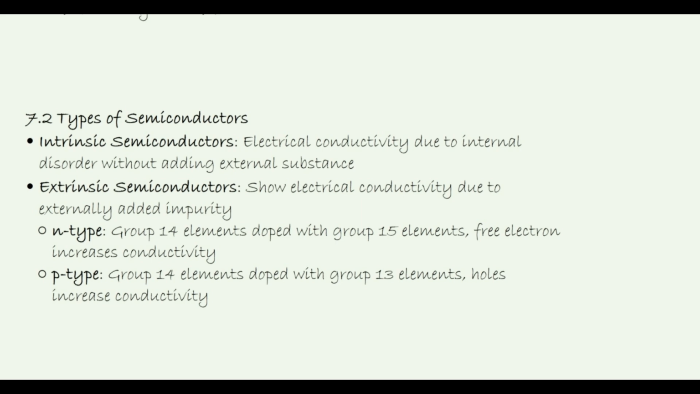Group 14 elements are doped with group 15 elements. So the number of free electrons increases, and due to that the conductivity increases. That is called an extrinsic semiconductor. So 14 doped with 15 is called an N-type semiconductor. If group 14 elements are doped with group 13 elements, the holes increase, so the conductivity increases. That is called a P-type semiconductor.